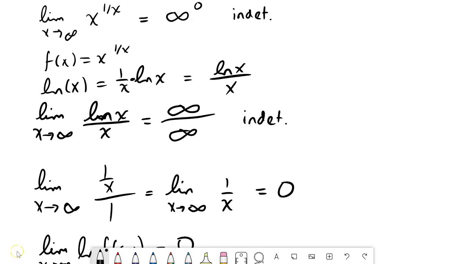So that's it for this one. I think that's basically all I wanted to cover for L'Hopital's rule.